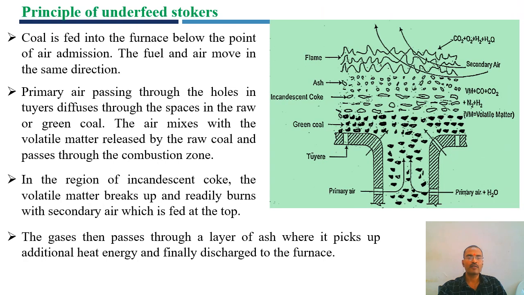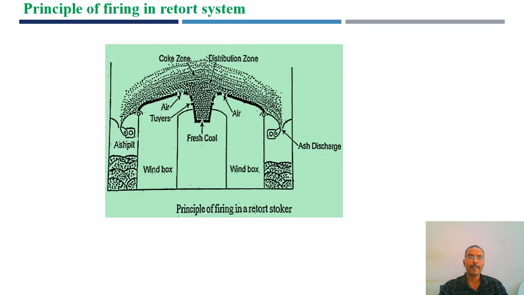Principle of underfeed stokers. Coal is fed into the furnace below the point of air admission. The fuel and air move in the same direction. Primary air passing through the holes in the tuyeres diffuses through the spaces in the raw or green coal. The air mixes with the volatile matter released by the raw coal and passes through the combustion zone. In the region of incandescent coke, the volatile matter breaks up and readily burns with secondary air which is fed at the top. The gas then passes through a layer of ash where it picks up additional heat energy and finally discharges to the furnace.